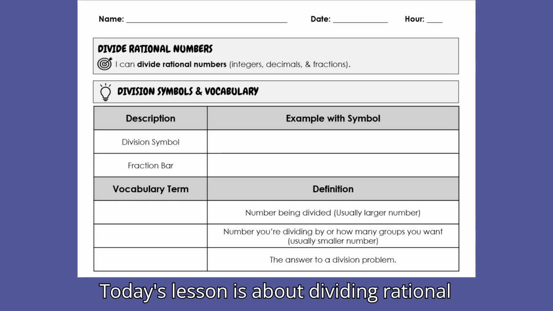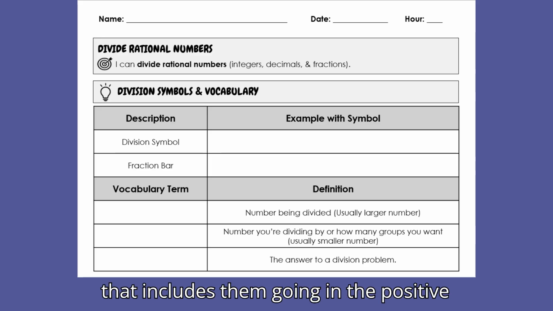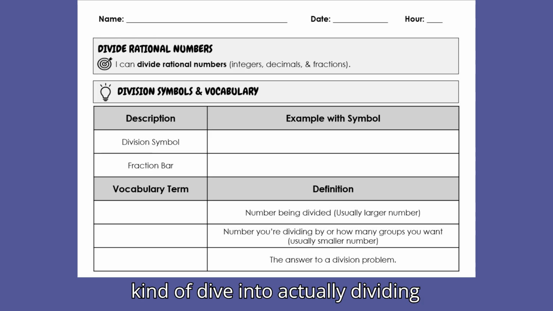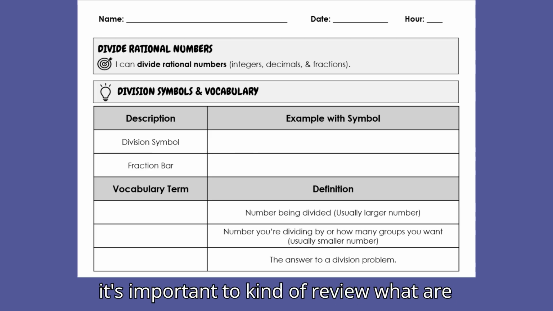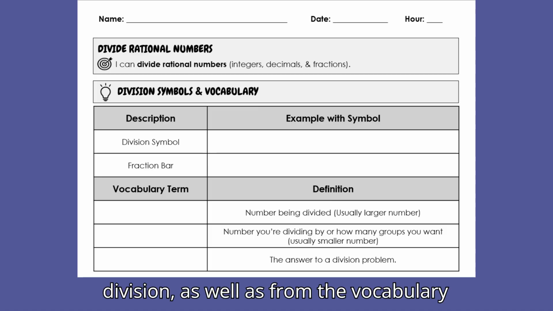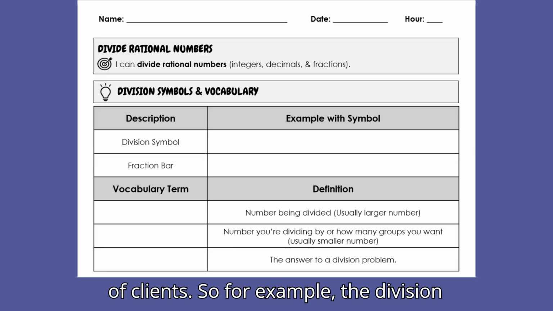Today's lesson is about dividing rational numbers. Rational numbers include integers, decimals, and fractions, and that includes them going in the positive and the negative direction. So before we dive into actually dividing rational numbers and learning the rules, it's important to review the different symbols that can be used for division, as well as some of the vocabulary terms associated with a division number sentence.